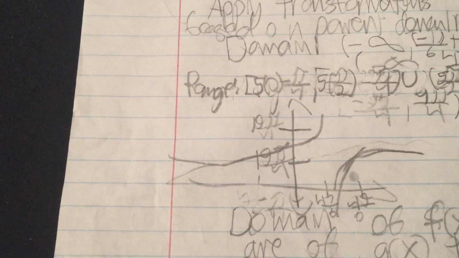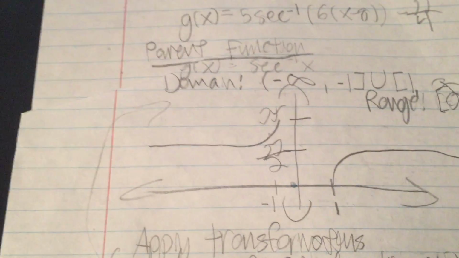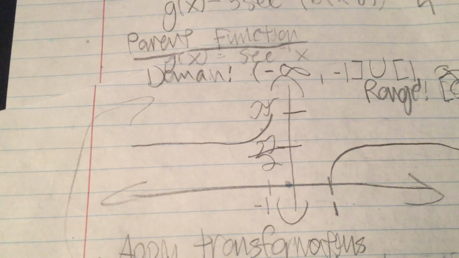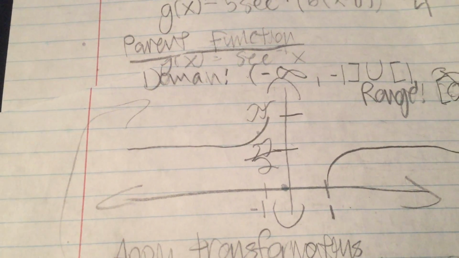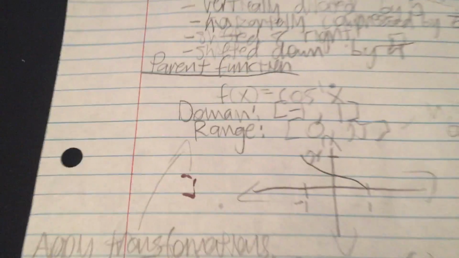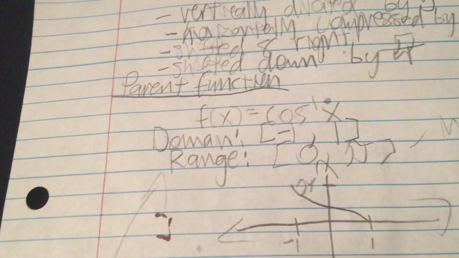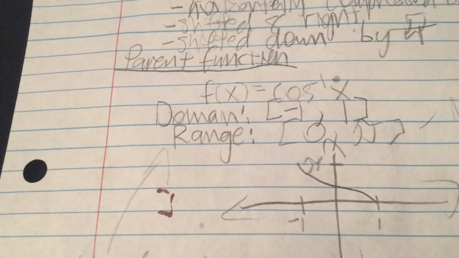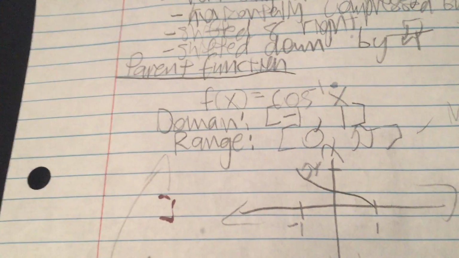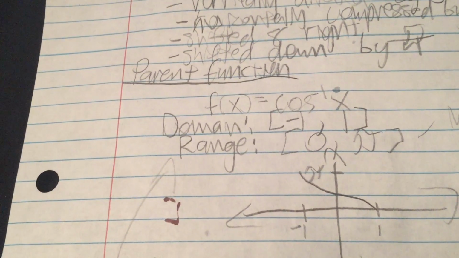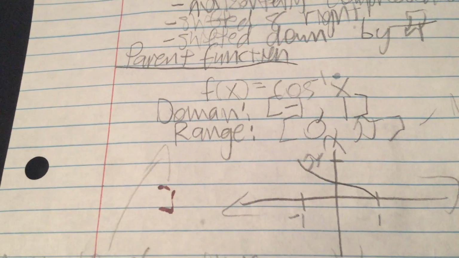Now, this is due to the fact that in the parent function of arc cosine, -1 to 1 is the domain, as cosine is the ratio of an adjacent side over hypotenuse, and that ratio cannot be greater than 1, or the adjacent side would be greater than the hypotenuse, which is not possible.